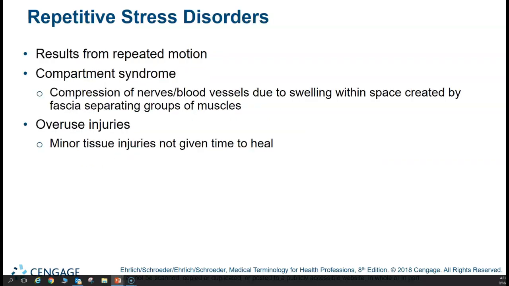Repetitive stress disorders. This happens for people that do repetitive motion on their jobs. So let me give you some examples. Dental hygienists. This is a huge issue with dental hygienists when they constantly are in there cleaning your teeth. Massage therapists have repetitive stress disorders because they use the same type of motion. And believe it or not, people that work in chicken factories, like meat processing plants, because they use the same type of motion over and over again.